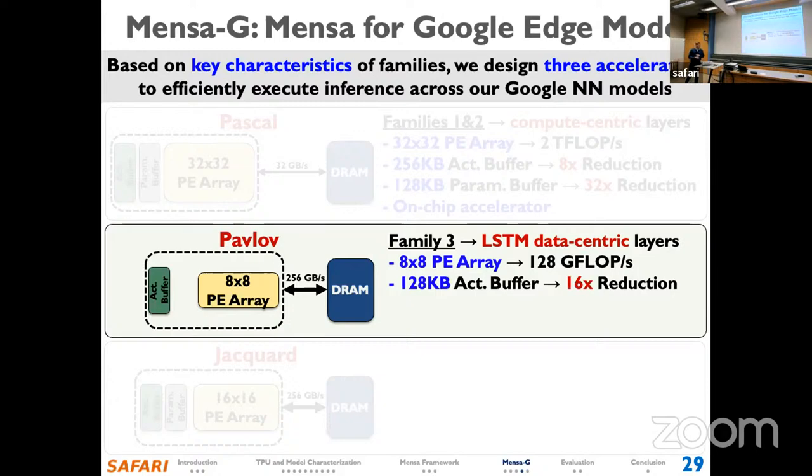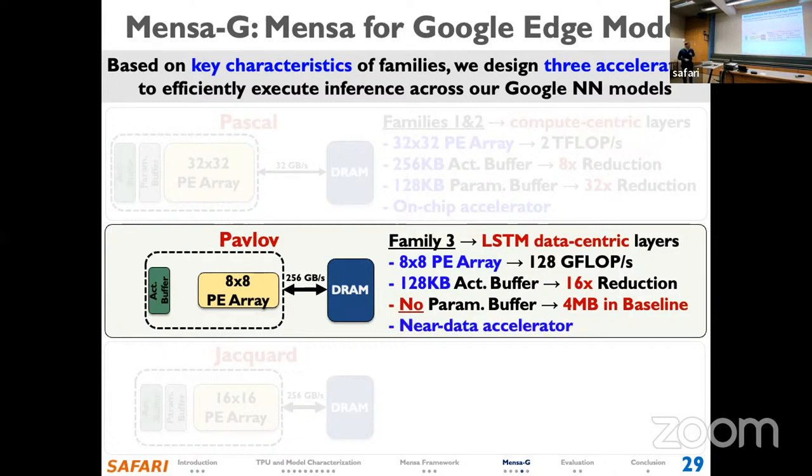Again, we reduce the size of the activation buffer because of the amount of reuse the accelerator provides. And then we completely remove the parameter buffer from the accelerator because LSTMs have a really low amount of data reuse. Since we are placing the accelerator inside the 3D-stacked memory, where we can have higher bandwidth, it is much more beneficial to directly stream those parameters from DRAM at higher bandwidth and lower latency than having a buffer inside the accelerator that would hold some data for a really brief amount of time, and then later you have to go and fetch the data again from DRAM. So we completely remove the parameter buffer. And as I said, this is a new data accelerator.